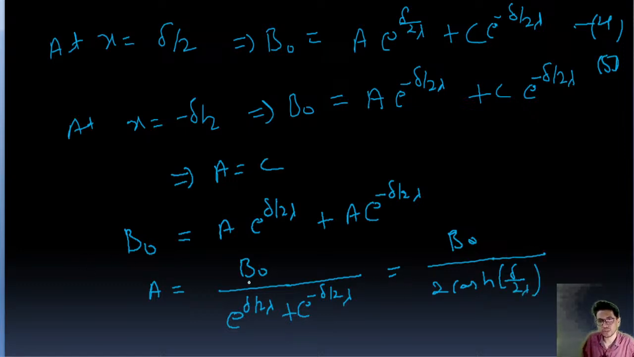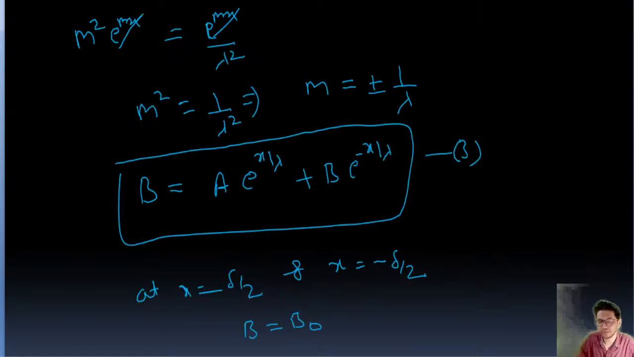Okay, so similarly, this is equal to C. Value of C is also the same. Now we'll put the value of A and C in equation 3 to get the required value, right? So B is going to be, if you put the value, A e to the power x upon lambda plus C e to the power minus x upon lambda, right?